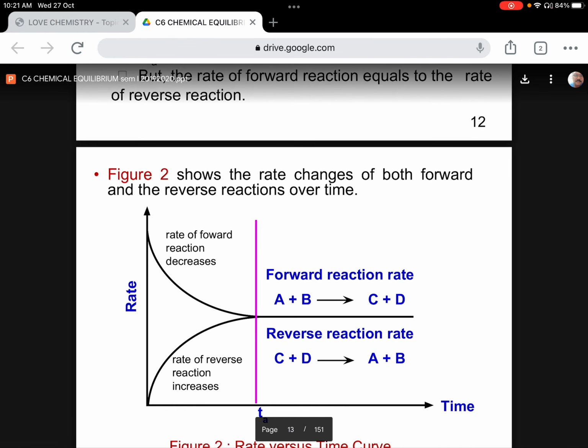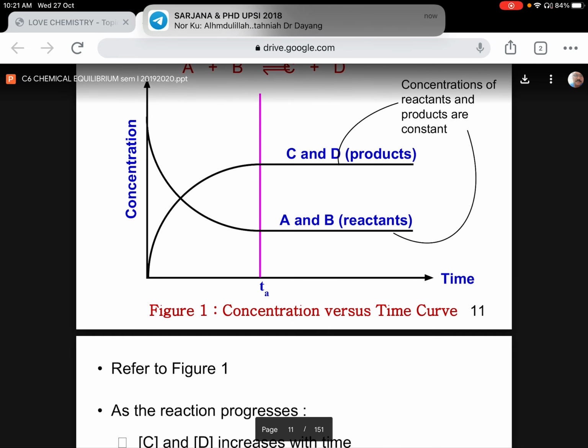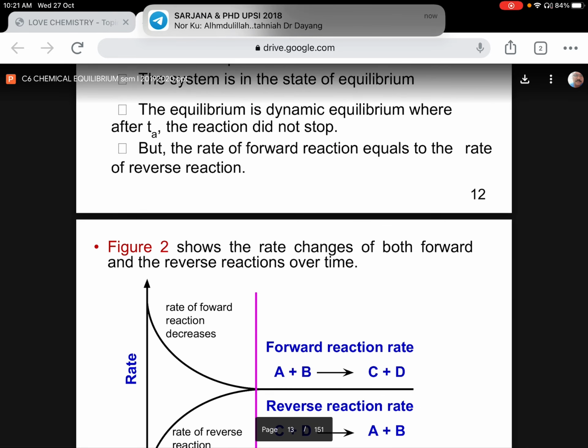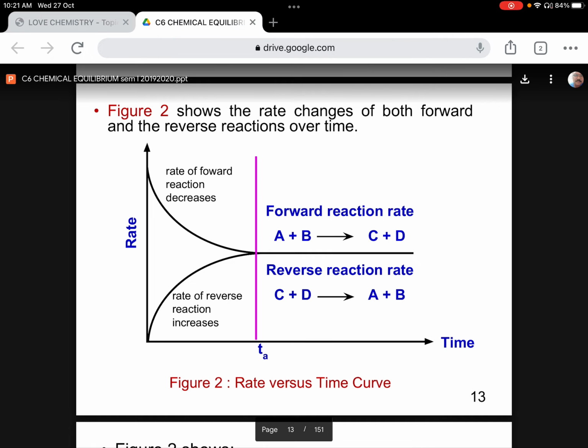Figure 2 shows the rate changes of both the forward and reverse reaction over time. The first graph we just discussed is concentration versus time. Now it is rate versus time. Students can see the rate of forward reaction decreases and the rate of reverse reaction increases. Beyond point Ta, at a certain time, the forward reaction rate will be equal to the reverse reaction rate. So the system is said to be at dynamic equilibrium.